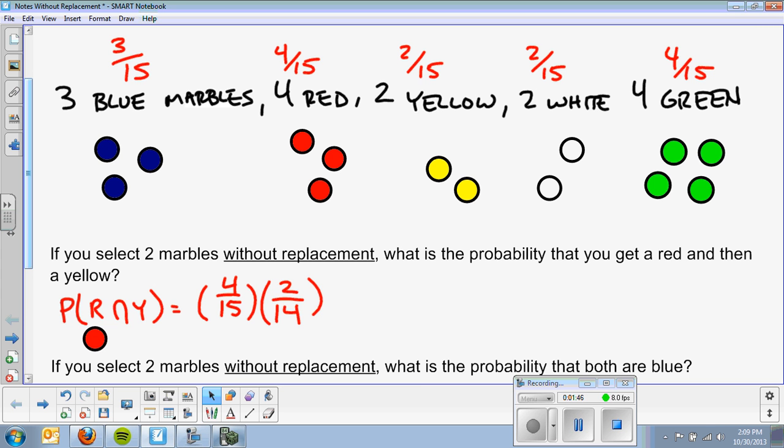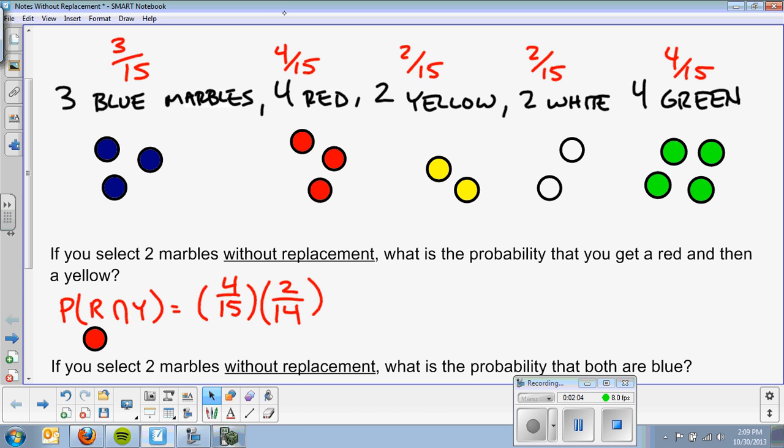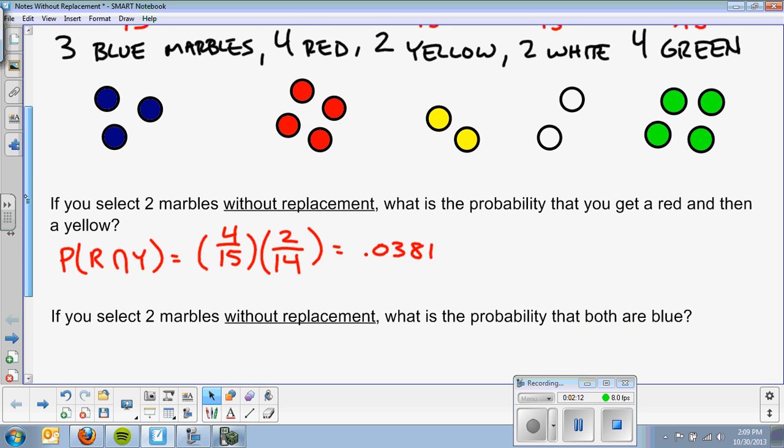So it's 4 out of 15 times 2 out of 14. Notice that the denominator decreased by 1 after I pulled out the first marble. So 4 divided by 15 times 2 divided by 14. I'm going to type it in just like that and get 0.0381. Okay?